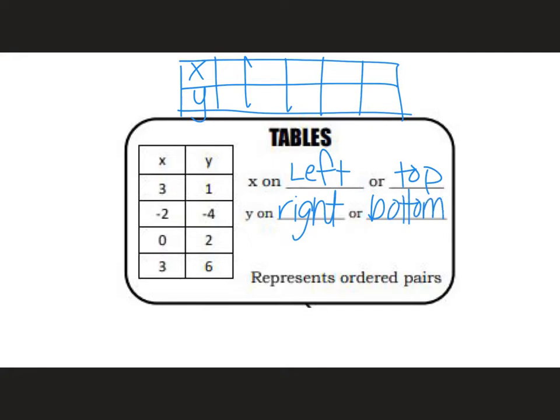Okay? Remember, in this case, this represents ordered pairs. So we have x and y to create ordered pairs. So the relationship we're talking about here is between x and y. So this is one way to represent a relation. Let's continue to look at some others. A table would represent those relationships.